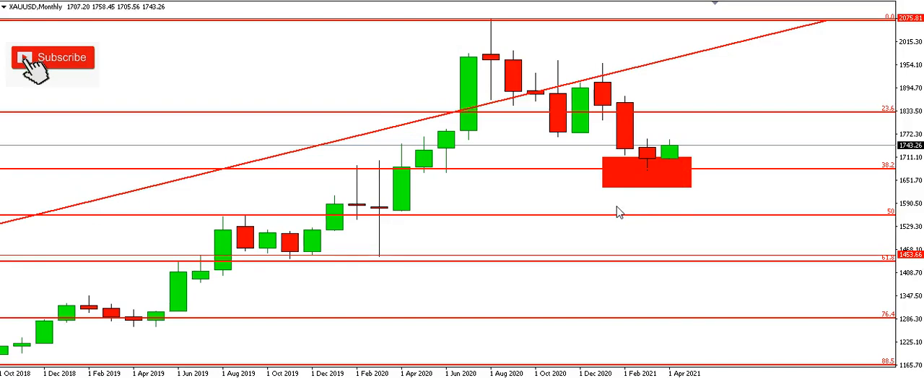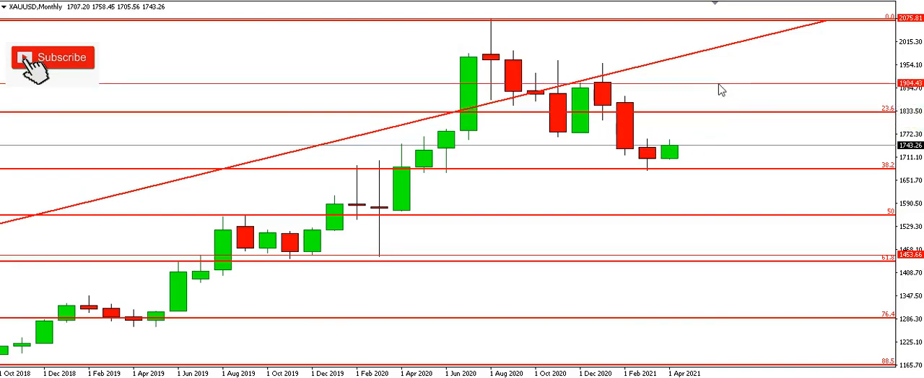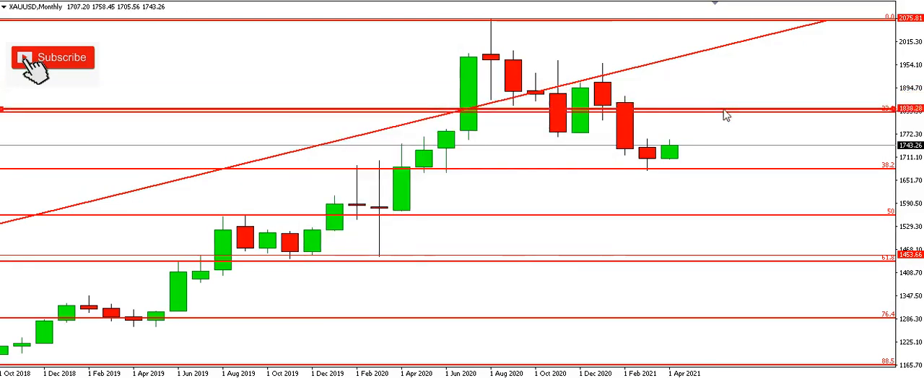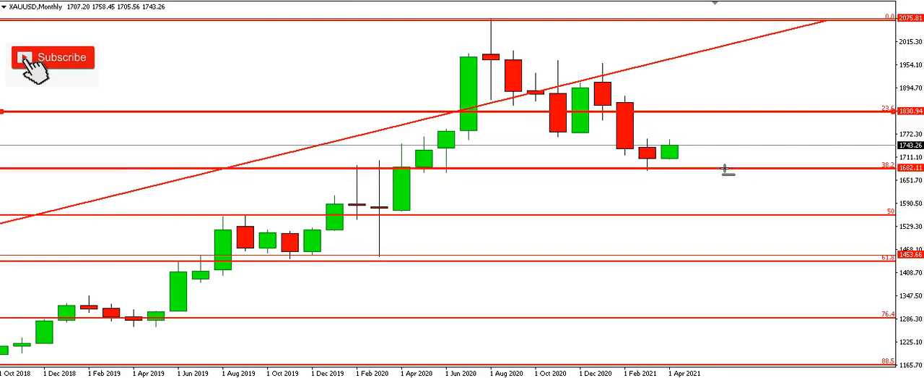Only time can tell. But what I'm going to do right now is remove this shape, and plot my support and resistance zones. I'm going to start with the 23.6% level. I'm going to highlight it with a horizontal line. This is the 23.6 level. I'm also going to highlight the 38.2% level.